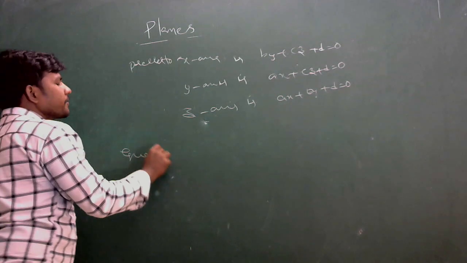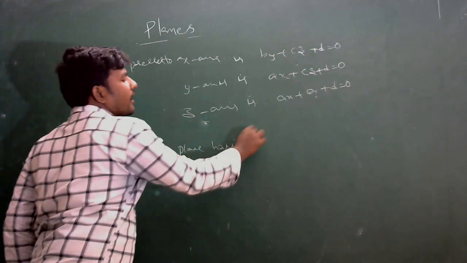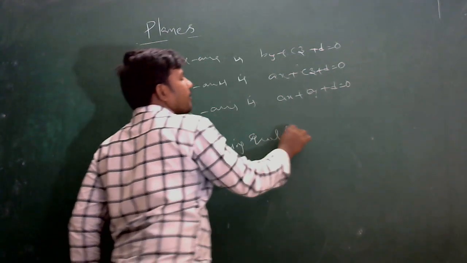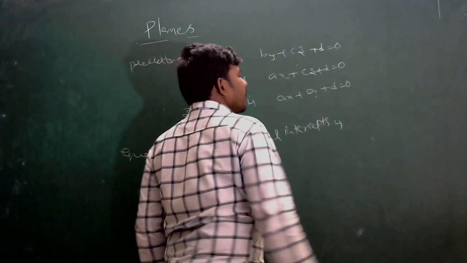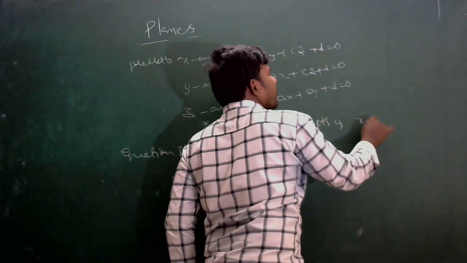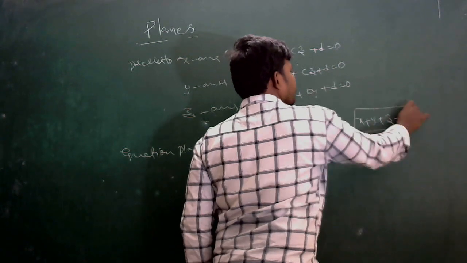Equation of the plane having equal intercepts is x + y + z = a.